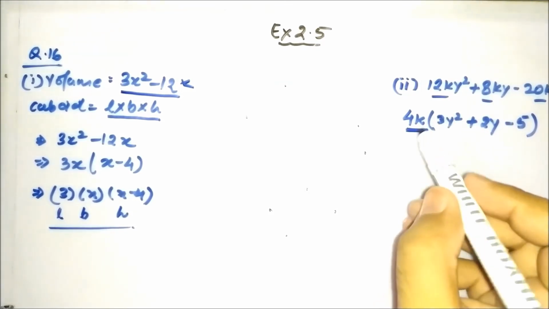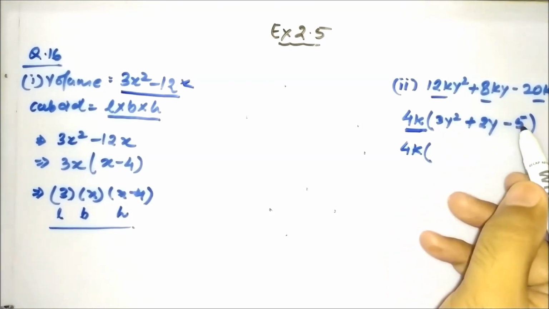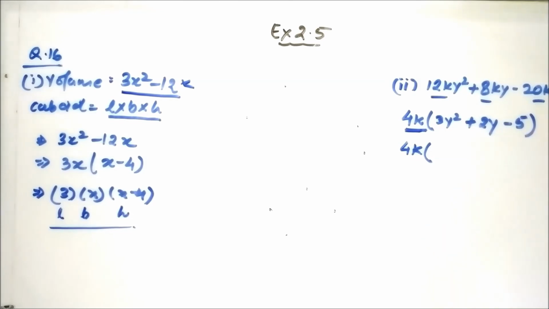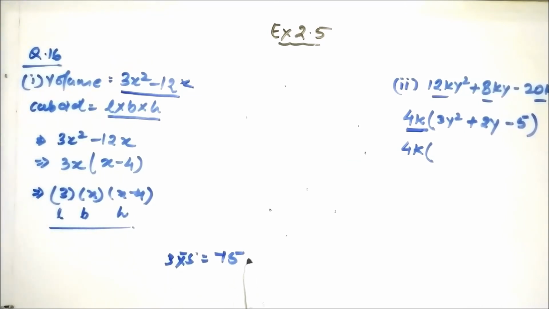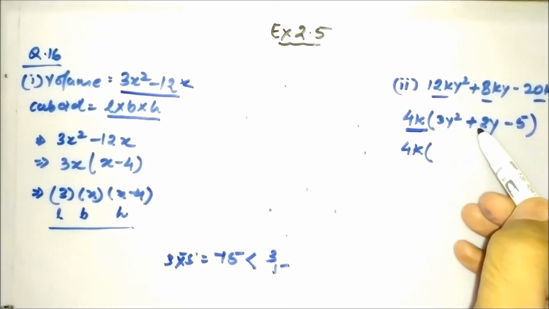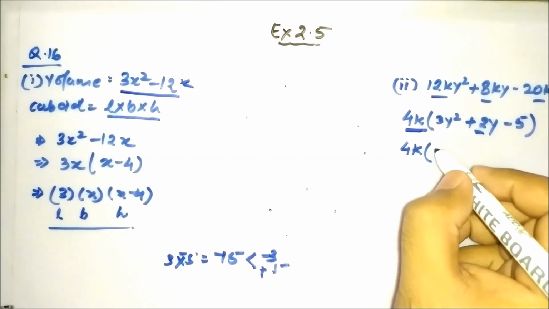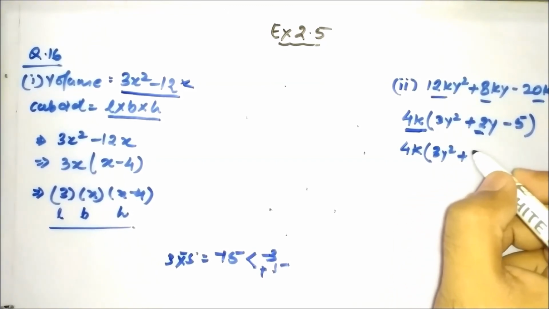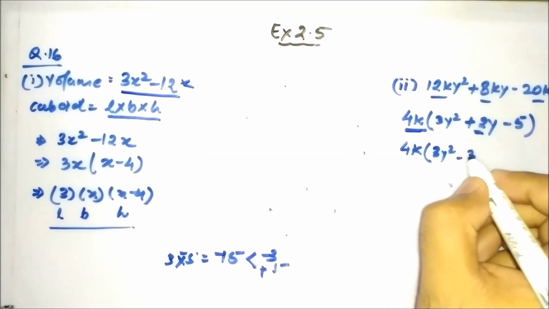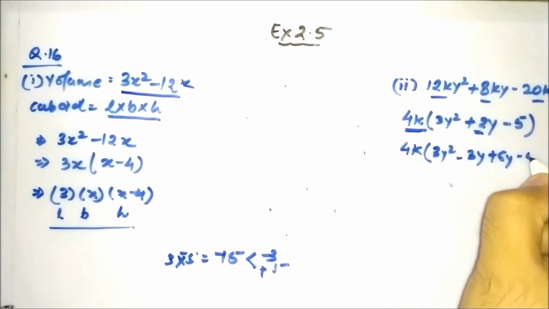Now how will we do that? This will be 4k, and 3 and 5 that will be 15, and 15 we can break as 5 into 3. Just the rough part I am showing here. 3 into 5 will be 15. So actually it is minus 5, so this will be minus 15. We can break minus 15 as 3 and 5 only, because we require plus 2 here. So if we need plus 2, we can take plus 5 and minus 3. Because we got a positive sign there, we'll take plus with the bigger number. So we can write this as 3y square minus 3y plus 5y minus 5.